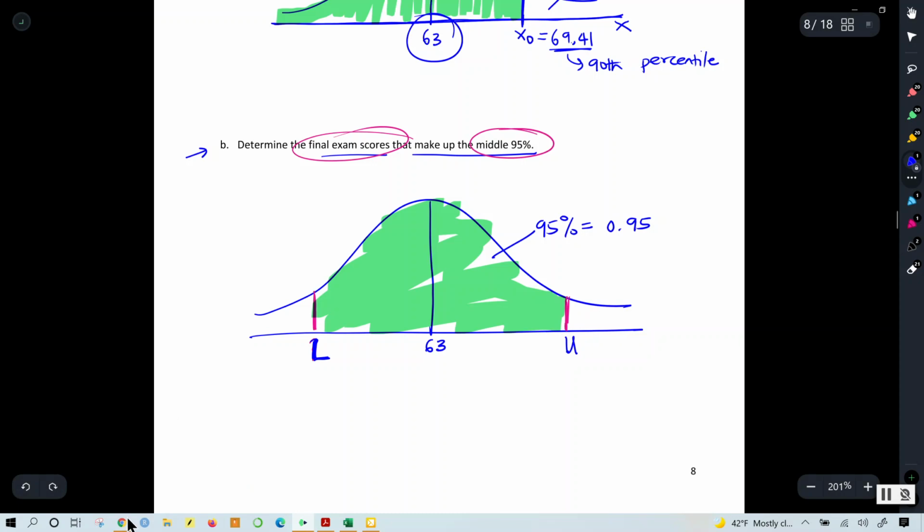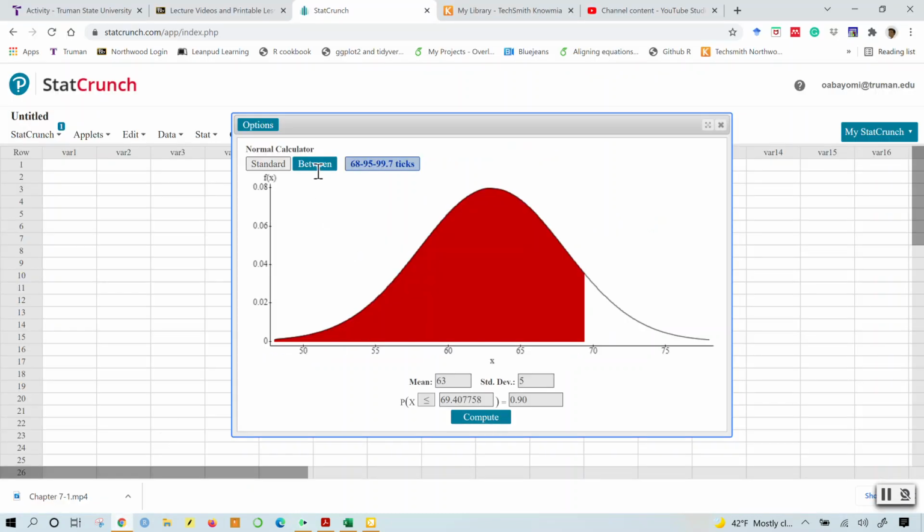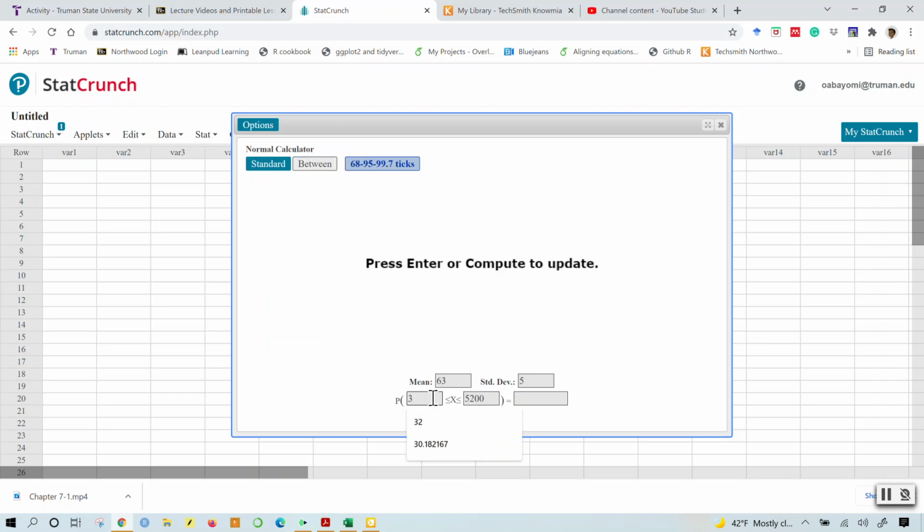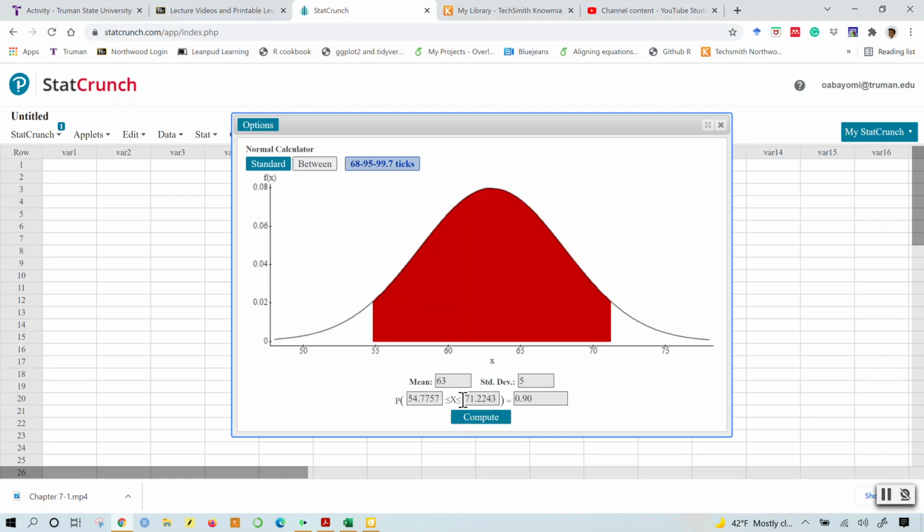Now, going into StatCrunch, what we need to do is to specify that we want an area between. And I'm going to delete this, and I'm going to also delete this. Make sure that I have the correct parameters there. Very, very important. Then specify the size of the area, 0.90, and compute. And you have the two values here, 54.78 and 71.22.